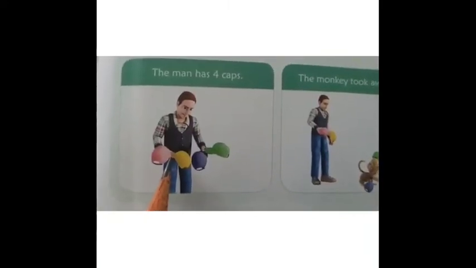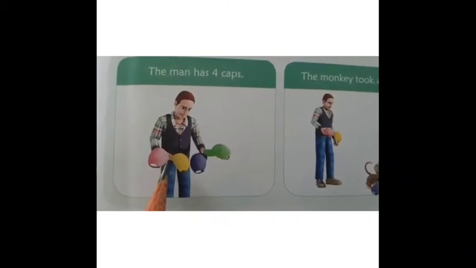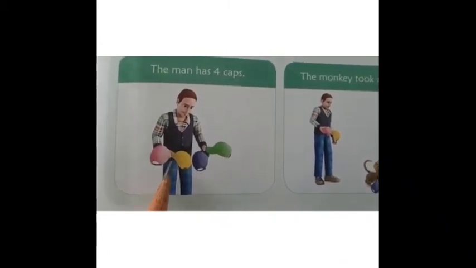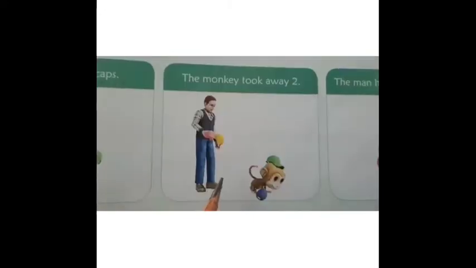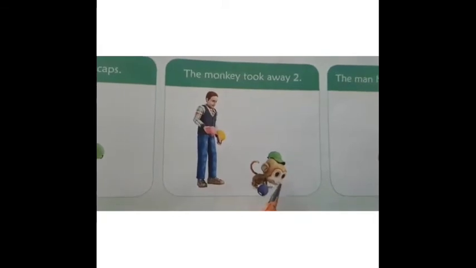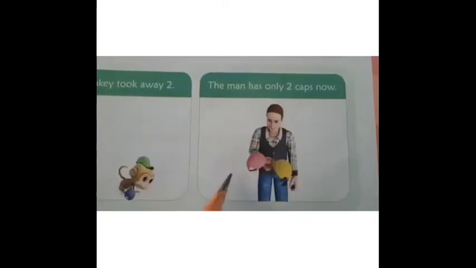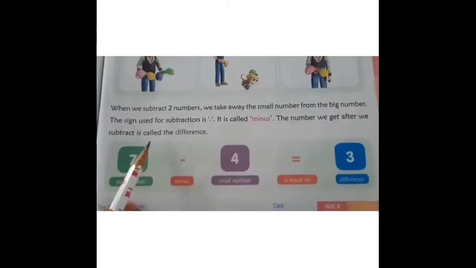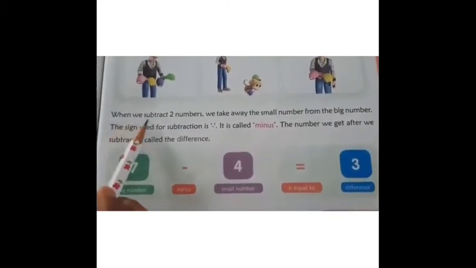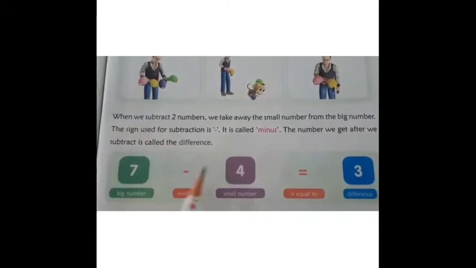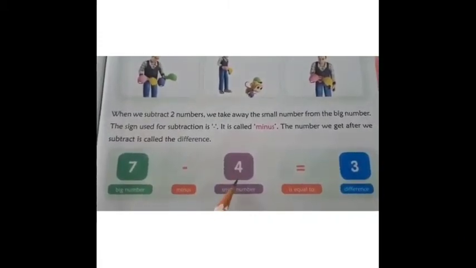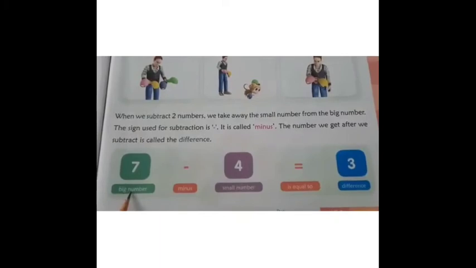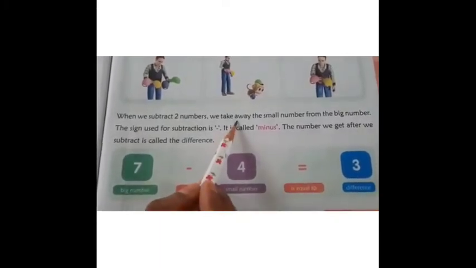Next, children, look at this picture. The man has 4 caps. 1, 2, 3, 4. Children, now look at this picture. The monkey took away 2 caps. So, the man has only 2 caps now. 1, 2. Children, when we subtract 2 numbers, we take away the small number from the big number. Children, take away means எடுத்துச்சல்.